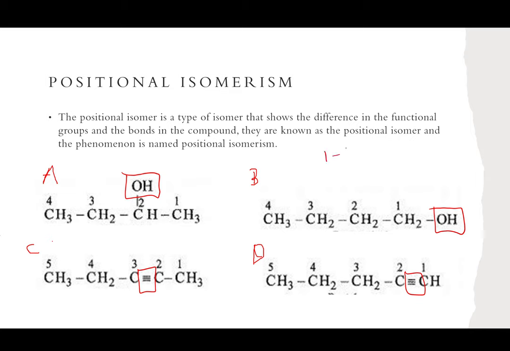So it could be 1-butanol, or it could be butan-1-ol, or it could be n-butanol. The n just means normal, and it can be lowercase or capital there. So n-butanol, you can call it that as well. And the rest of them are just alkynes. So it has a triple bond, and there are 5 carbons, so it would be pentan-2-yne and pentan-1-yne. So y-n-e instead of e-n-e.